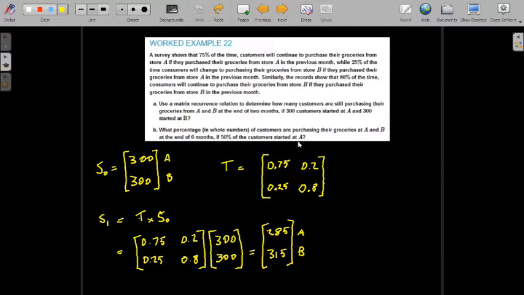Part B, what percentage of customers are purchasing their groceries at A and B at the end of 6 months if 50% of the customers started at A?